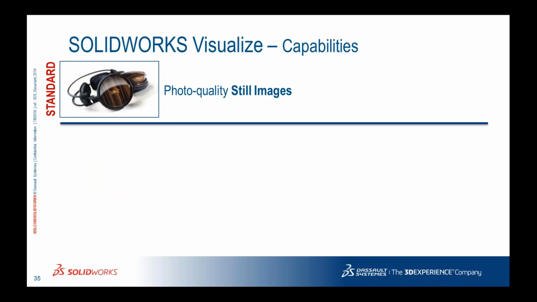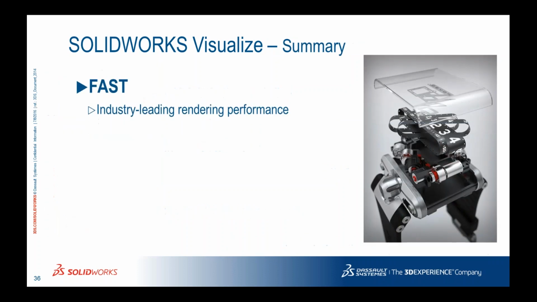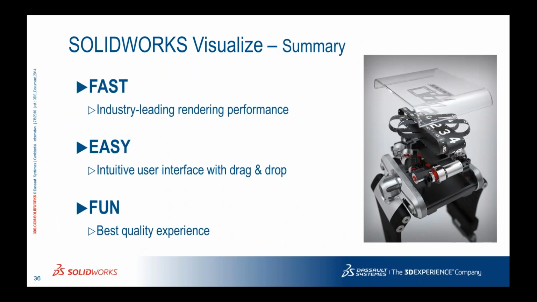So to recap the capabilities, Visualize Standard is taking still images, beautiful still images of your project. And Visualize Professional gives you a bit more advanced features such as interior panoramas, exterior VRs, one-click 360 spin, so you don't need to keyframe anything. Literally, it's just a click of a button in Visualize, as well as really cool, captivating camera fly animations, as you see there with the animation ribbon flying around the MacBook. So again, you can tell a deeper story with Visualize Professional, but you both have the same awesome photo quality.